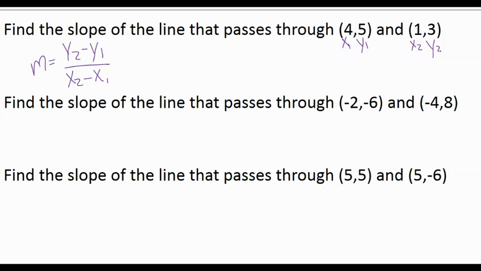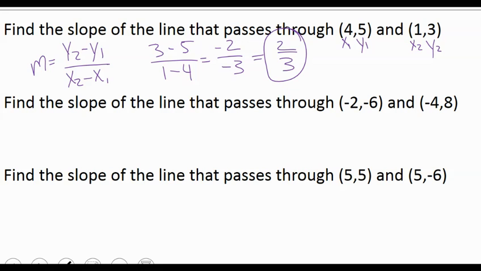Now I can take those numbers and plug them in. On top it says y2 minus y1, so it'll be 3 minus 5. On the bottom it's x2 minus x1. x2 is 1, x1 is 4, so 1 minus 4. And now it's just doing this math. 3 minus 5 is -2. 1 minus 4 is -3. I got negative signs on top and the bottom. They cancel out, and I've got my slope. It's just 2/3. So that's all you got to do. So let's do the next one.